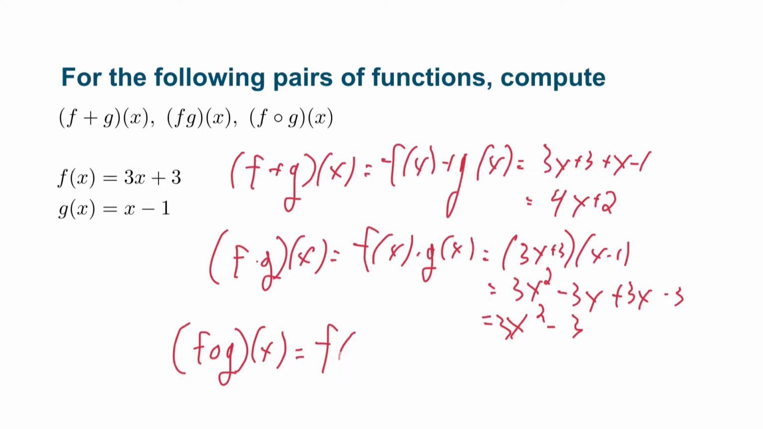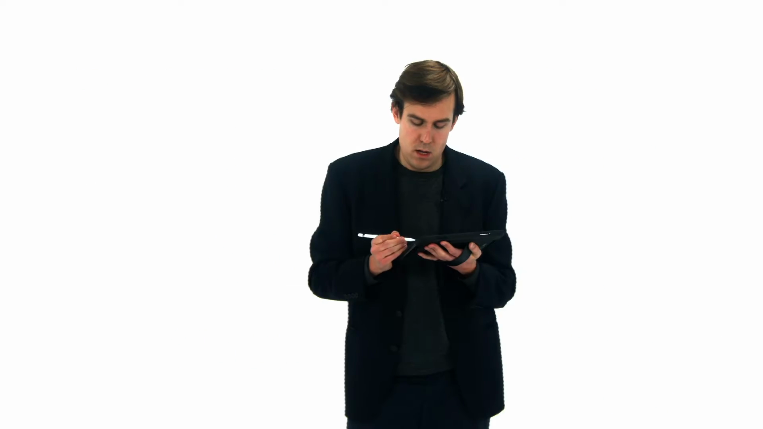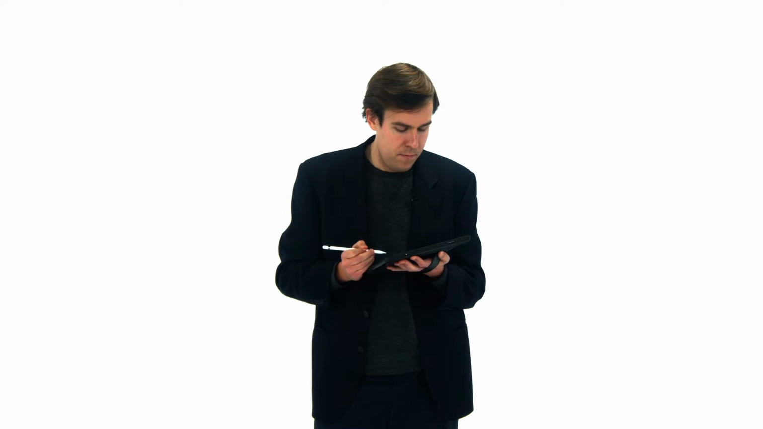And then let's look at f composed with g of x. This is the same as f of g of x. So f of x minus 1, which is 3 times x minus 1 plus 3. So 3x minus 3 plus 3. So just 3x. Pretty straightforward.